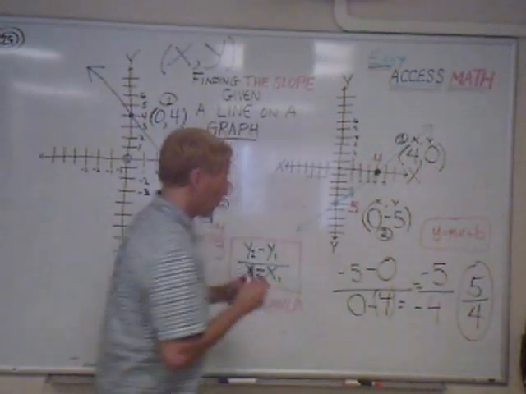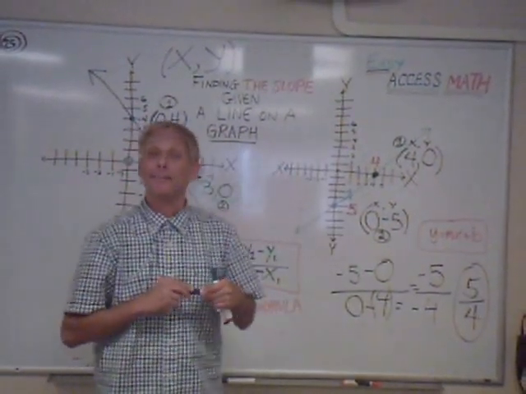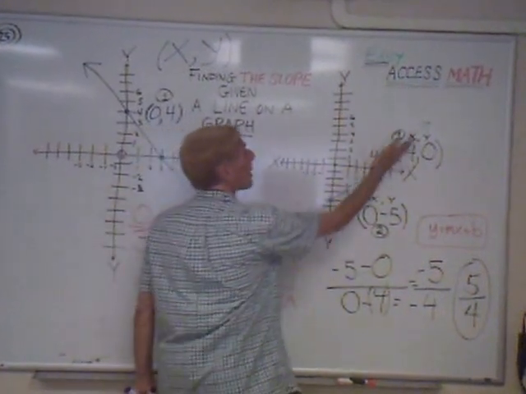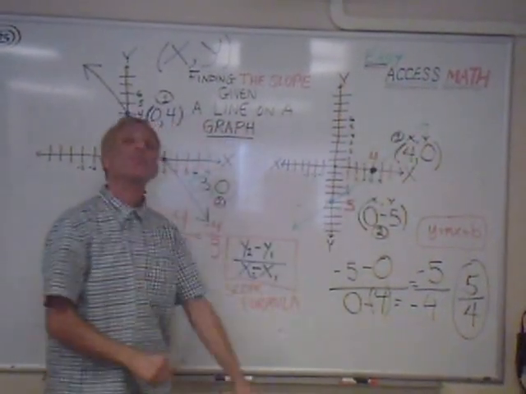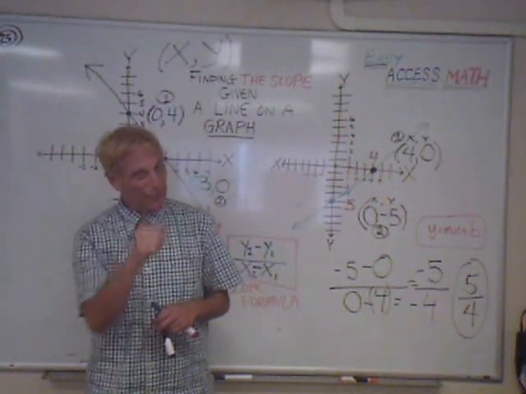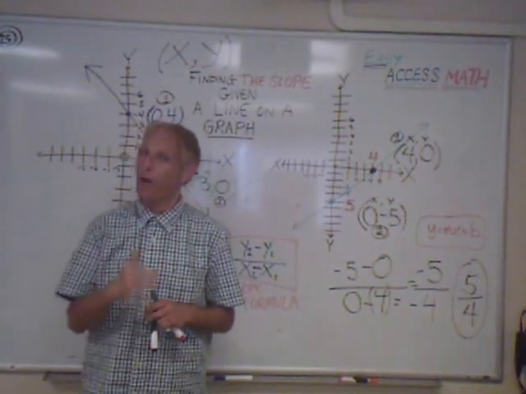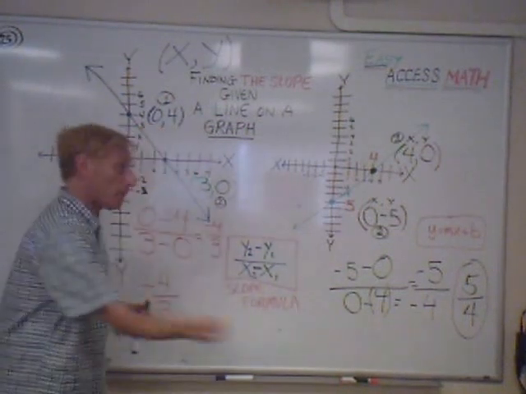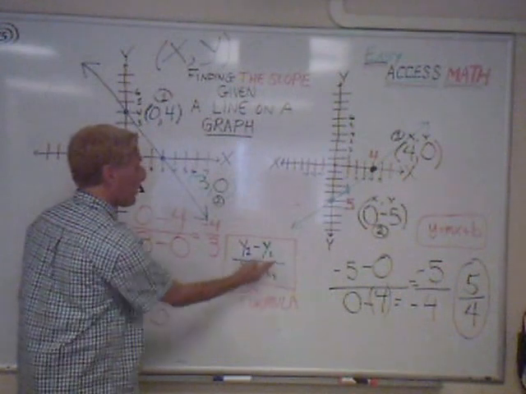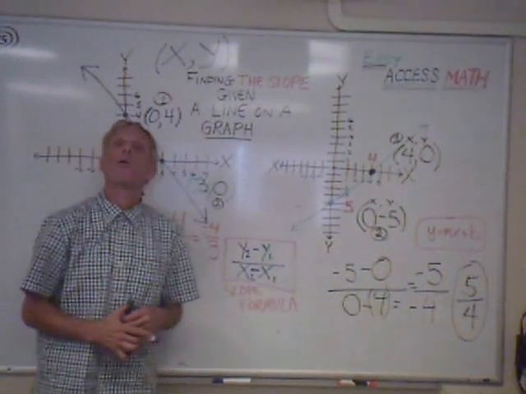Now, you don't have to convert that to a mixed number. You just leave it as such. It's a positive slope, and you can see it's going up. And that's how you find slope, given a line on a graph. You first have to find the coordinates, the points, on the axes, and then work this formula, very important, y2 minus y1 over x2 minus x1.